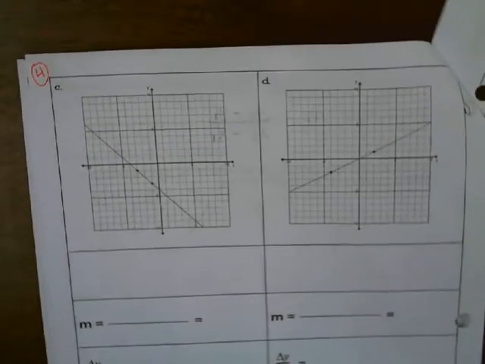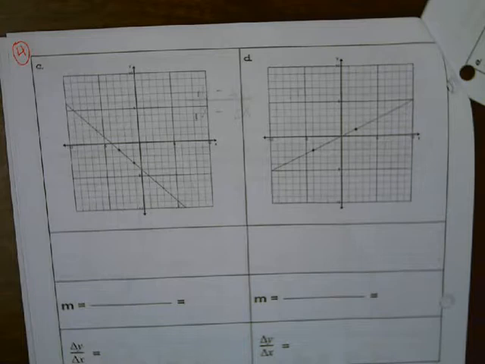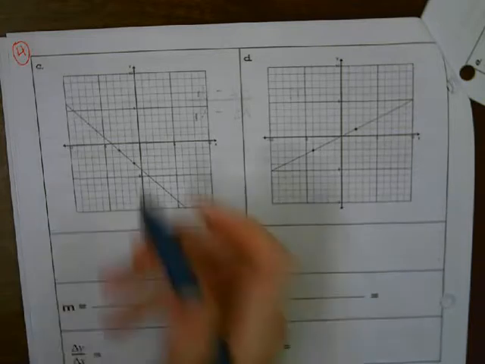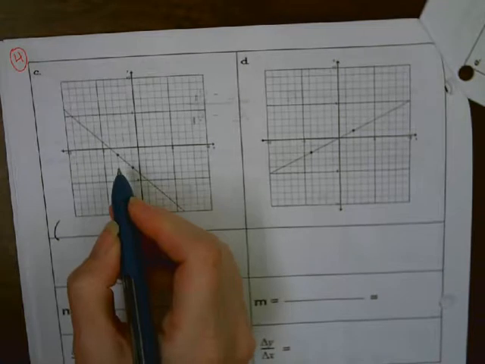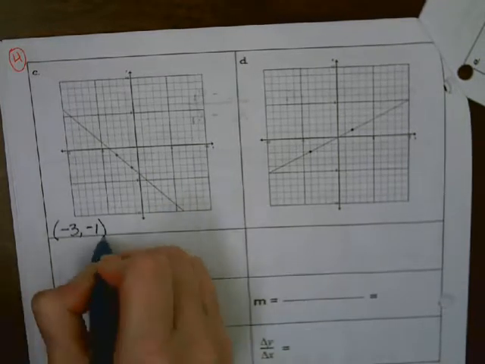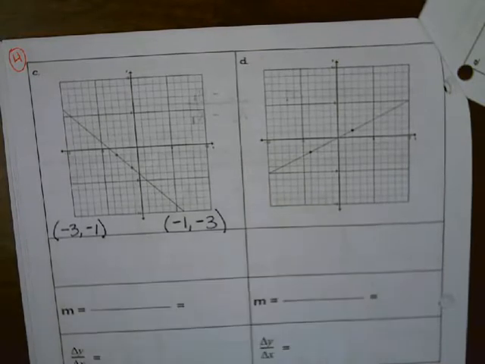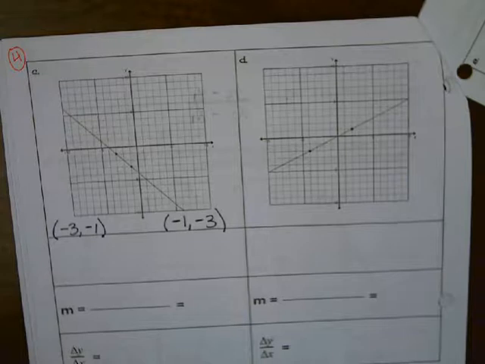All right. We've got 4 more problems to go over for our lesson, and then you're going to get some practice. Same directions as yesterday. All right, so over here, let's find my points. I have a negative 3, negative 1, and I have a negative 1, negative 3. Lots of negatives. Let's not get these all mixed up.